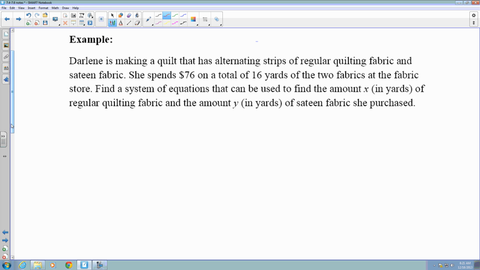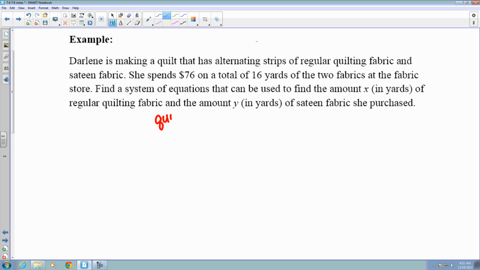Okay, our word problems. Darlene is making a quilt with alternating strips of regular quilting fabric and sateen. She spends $76 total on 16 yards of both. Find a system that can be used to find the amount of each she purchased. So the first thing before we start this problem is I need to label how much everything costs for the quilting fabric and the sateen.